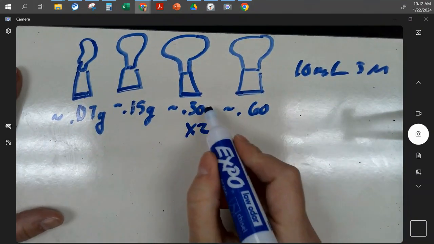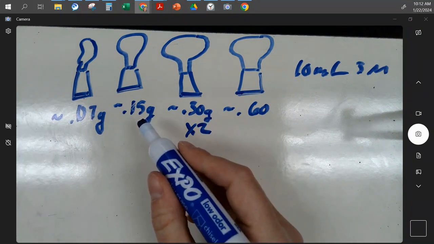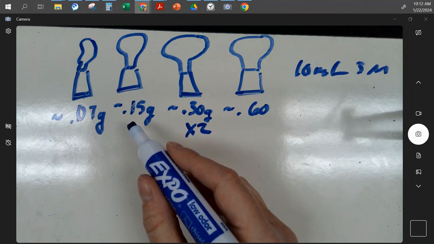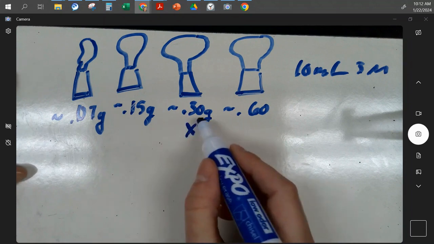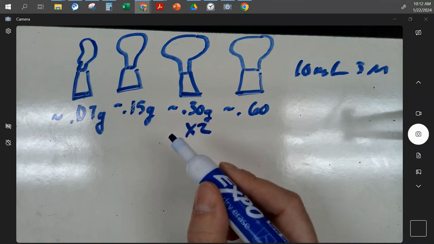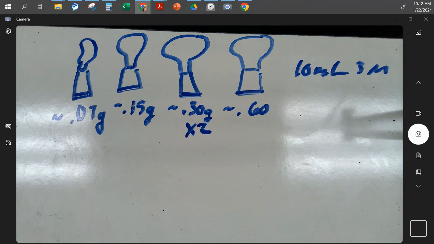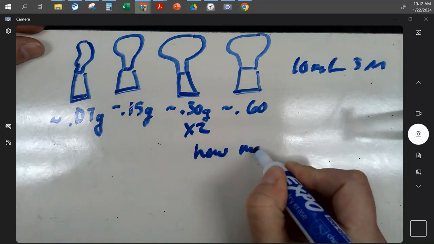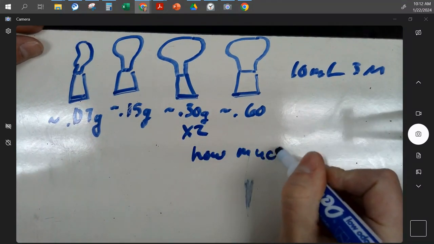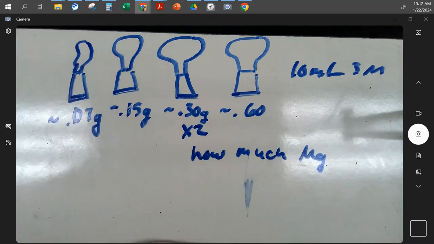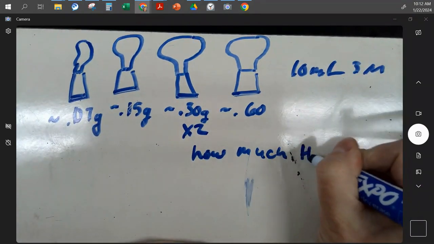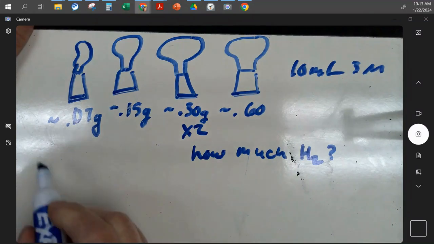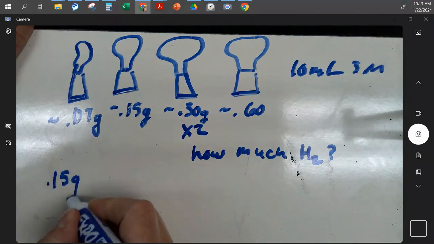So we have a mass, and you should use the values that you measured out. If you measured exactly 0.15 grams, use that. If you used 0.12 grams, use that. Okay, so I'm going to use these values because those are the values in the lab, but you should use your values. Okay, so what we need to do is figure out how much hydrogen gas did we produce from the magnesium that we used. So I'm going to put 0.15 grams.